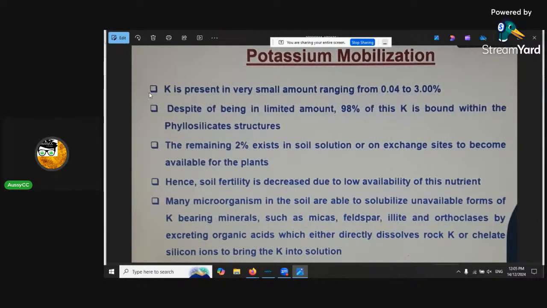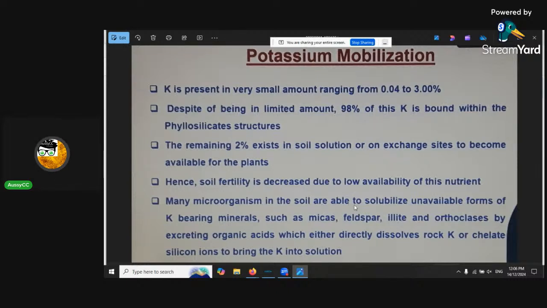Potassium mobilization. Potassium is present in a very small amount, ranging from 0.04 to 3%. Despite it being limited, 98% of this is bound up within phyllosilicate structures, and the remaining 2% exists in the soil solution or on the exchange sites, more so in clay, to become available to plants later on. Hence, soil fertility is decreased due to low availability of this nutrient.